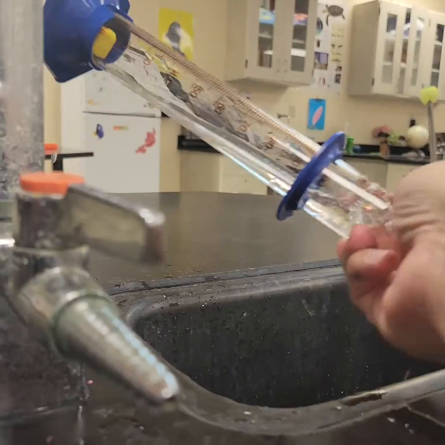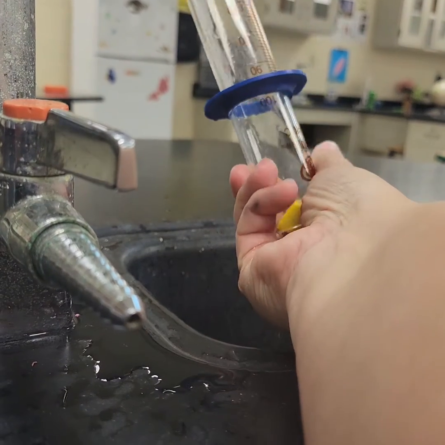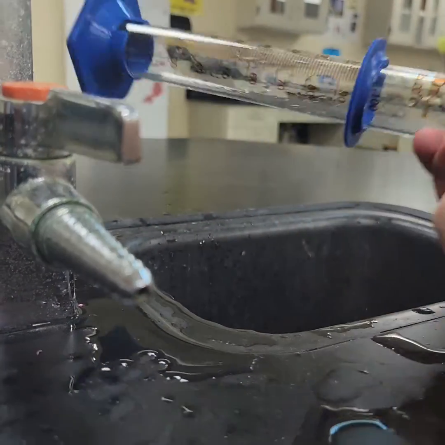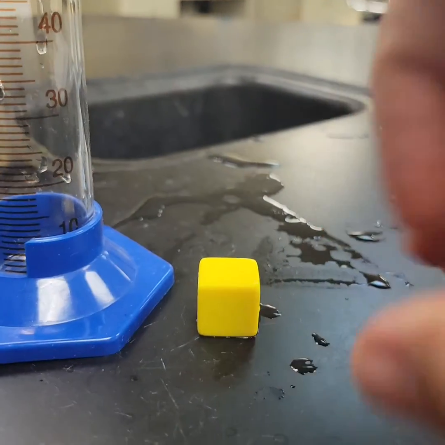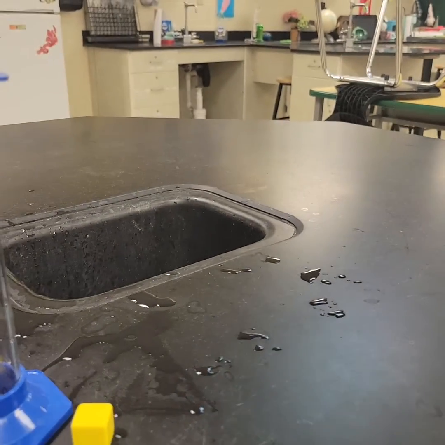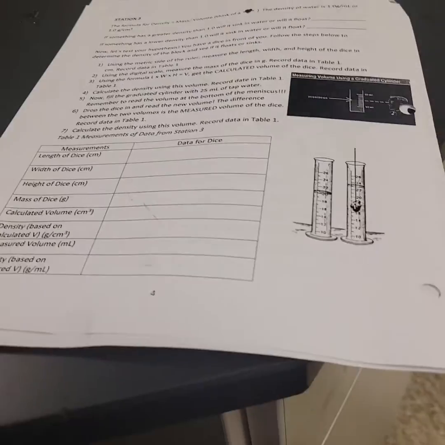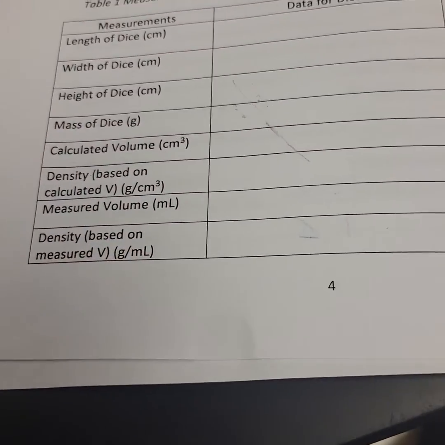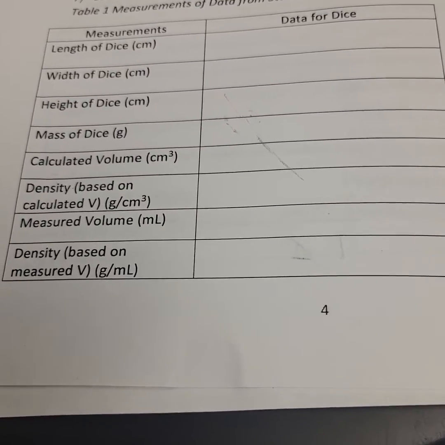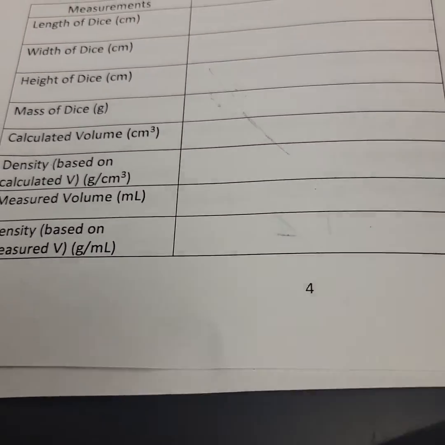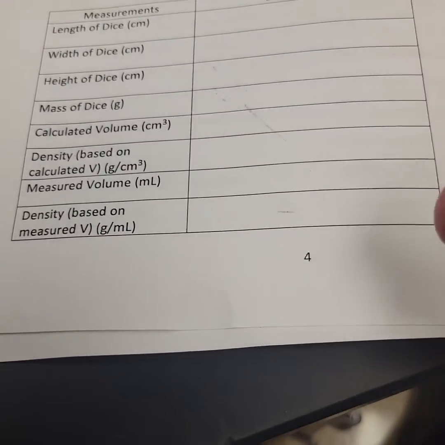When you pour it out, please pour it into your hand, catch the cube, put the graduated cylinder down along with the cube. You still have the same mass because that's the same cube, except this time you're going to divide the mass by the measured volume, which is the difference between the two. That will give you the actual density.